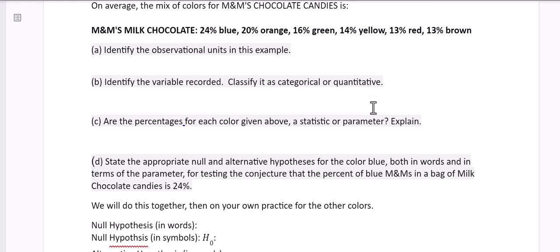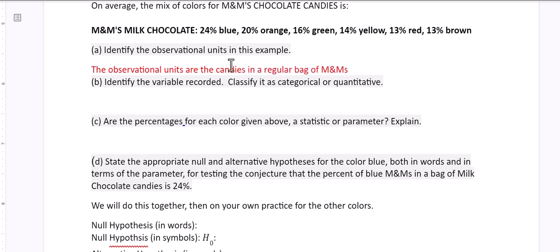First of all, what are the observational units in this example? Here we can say that the observational units are the candies in a regular bag of M&Ms. What is the variable being recorded? The variable being recorded will be the color of the candy chosen. So if you pick a candy at random, what's the color that you get?